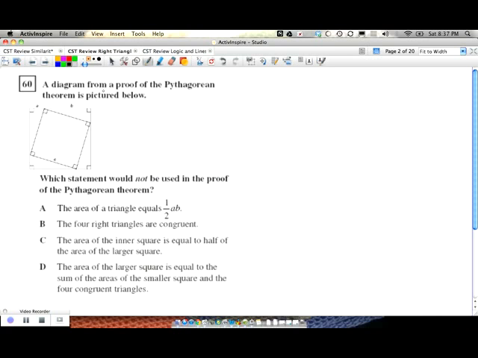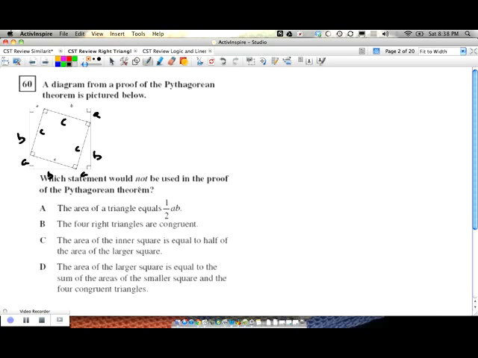The first one here says a diagram from a proof of the Pythagorean theorem is pictured below. Okay, so this diagram has been around, and as you look at it, I'm going to label some parts on the diagram that might help me understand it a little bit better. I know that this is A and B, and it looks like if that's a square and all these sides are the same, then all these sides would be C on the inside. It also looks like this would be A, B, A, B, A, and B, just like that.